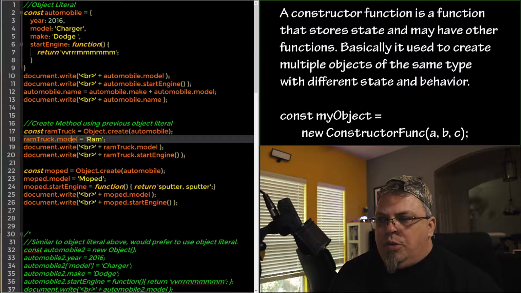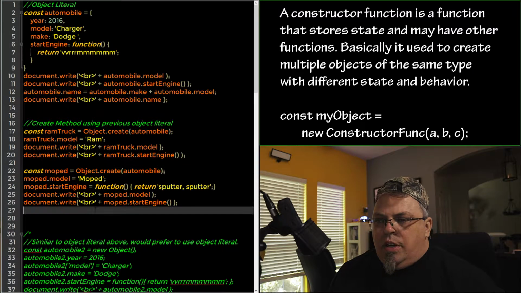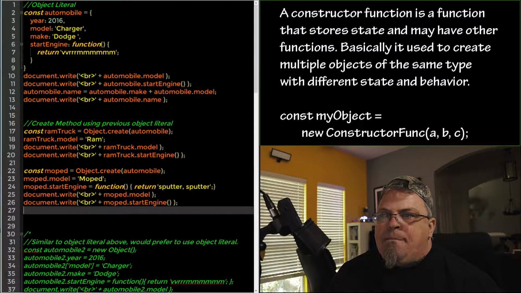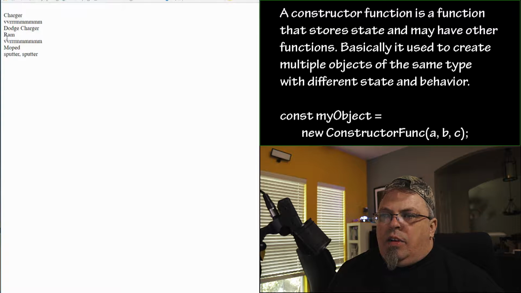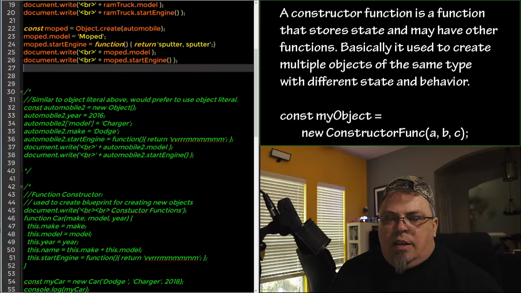So here I'm setting a Ram truck, and here I'm creating another one, and I'm setting a moped, and you'll notice they both work at the same time. So I basically have three different automobile objects here. Let's run that. So there we go. I have the Charger doing the vroom, I have the Ram doing the vroom, and I have a moped doing a sputter. So there is a way to create multiple objects from an object literal, but not the cleanest thing in the world. Definitely wouldn't recommend it unless there's some special case for it that I am not aware of.